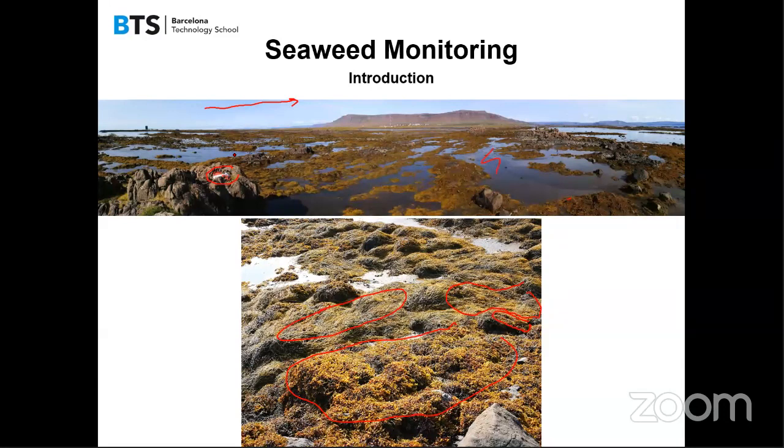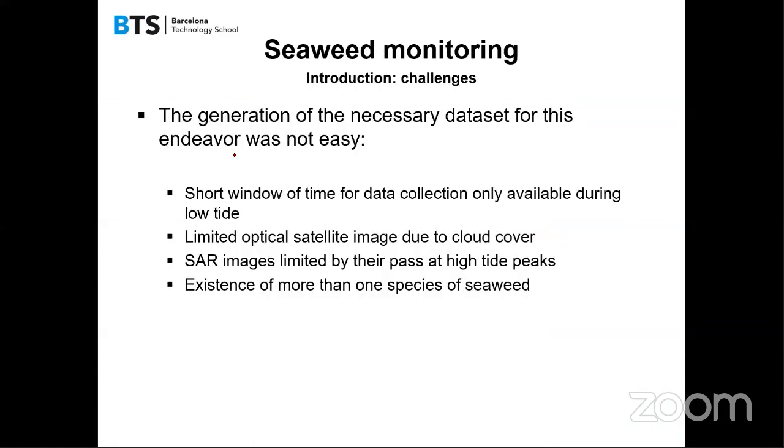And precisely because of this, we mentioned low tide, and also the limited optical capabilities due to the cloud cover. And you would say, hey, Victor, you have talked about SAR images that penetrate clouds, and that's right. But the problem with SAR images passing around that place on Earth, at those latitudes, is that they pass at a moment where we could still use some of them to identify the seaweed at the higher part of the shores, but not the full extent. And also the existence of more than one species of seaweed complicated the task immensely.